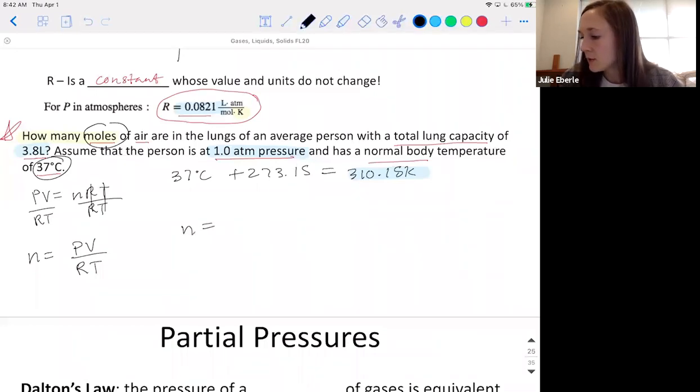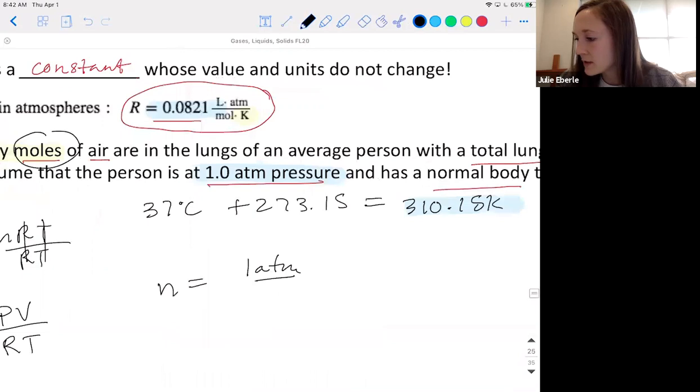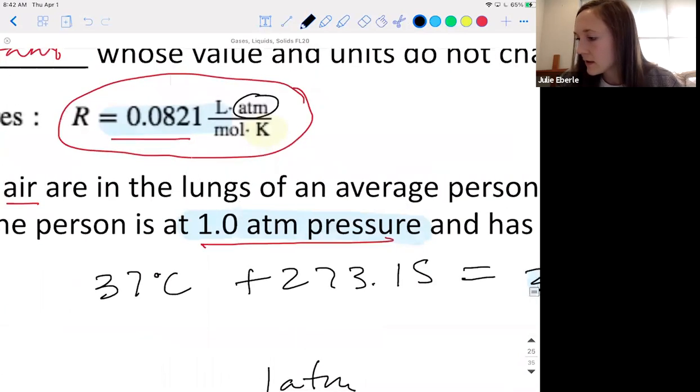So N equals P. What is P? It's 1 atm. And does atm match what is in my gas law constant? Right there. Yes, it does. If it's in PSI or if it's in millimeters mercury, you've got to make sure it's in atm. Why? Because you've got to match the units that are on R, or for this problem, you get the wrong answer every time.